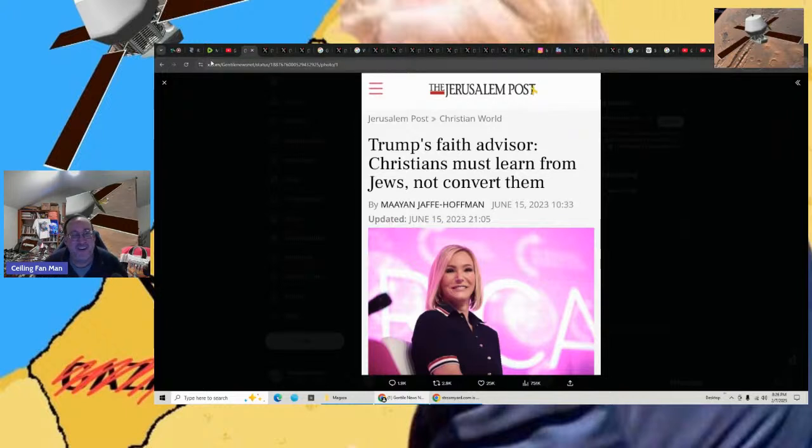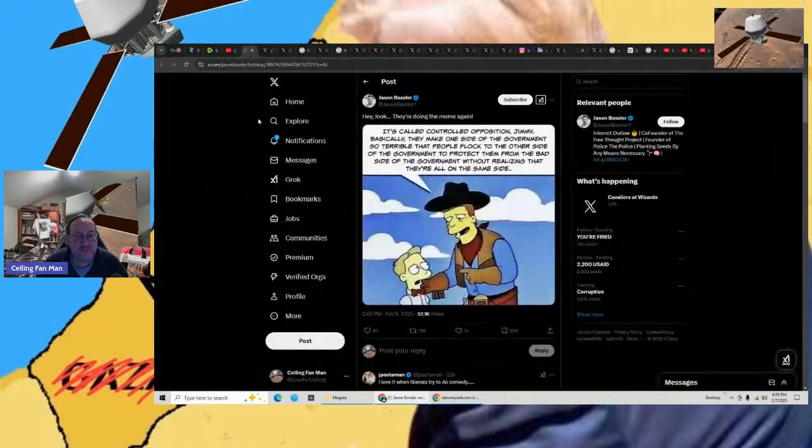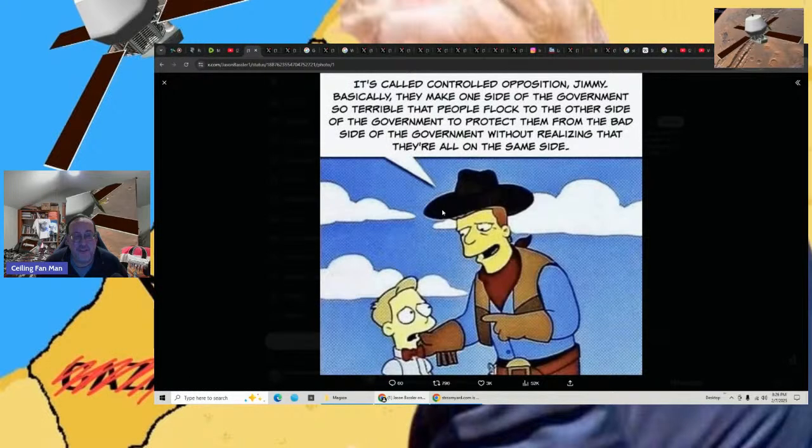So there's that. So enough of her. And then there's this again. It's called control opposition. Basically, they make one side of the government so terrible that the people flock to the other side of the government to protect them from the bad side of the government without realizing they're all on the same side. And you can prove it because they go to their parties together. They get the weddings and stuff.